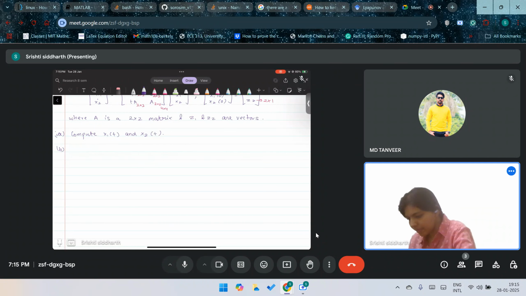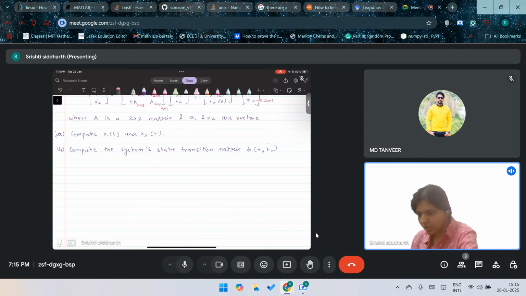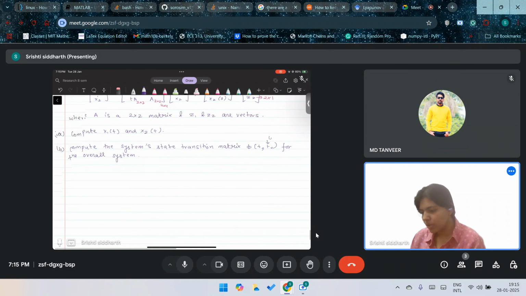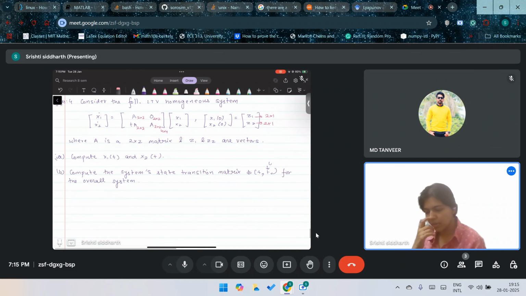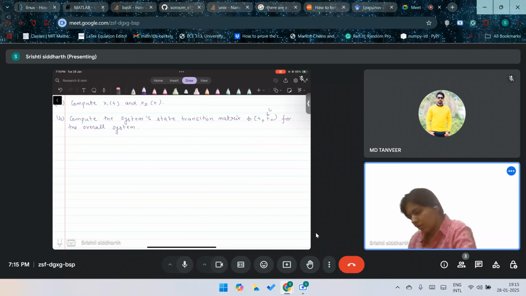And the next one is compute the system's state transition matrix, which is phi(t, t0), which is 0 in our case, for the overall system. Alright, so we have to compute x1 and x2. This means that we have to solve these differential equations. So let's see.